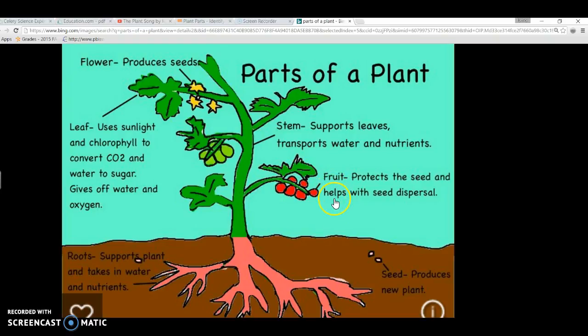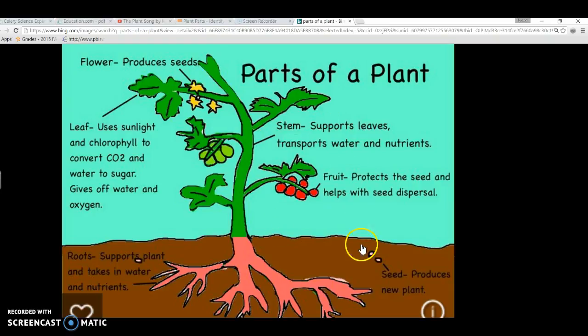The fruit protects the seeds and helps with seed dispersal. So when the seeds are inside of the fruit, it protects the seeds. And then when the fruit blooms or opens up, the seeds fall out. That's what dispersal means. They fall out of the plant, out of the flower, they fall into the ground, and then when the seeds get into the dirt, they make new plants.